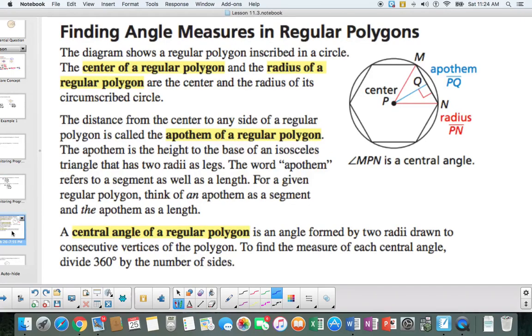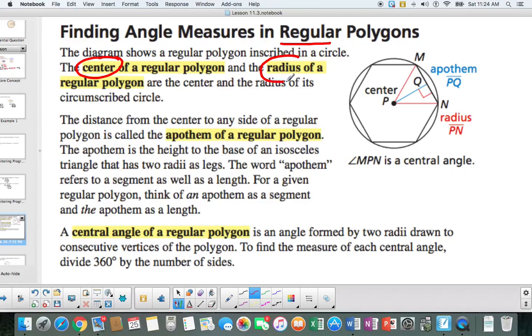Now let's talk about regular polygons. Regular polygons are equilateral and equiangular, and because they fit very well inside a circle, a circle is circumscribed about it. So we use this vocabulary for a circle with regular polygons. We're going to have a center, like we have a center of a circle, and it's going to be the center of the circumscribed circle.